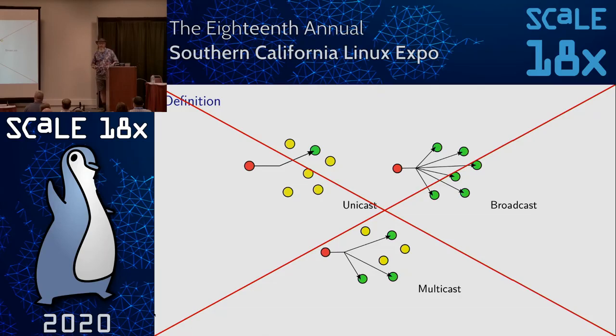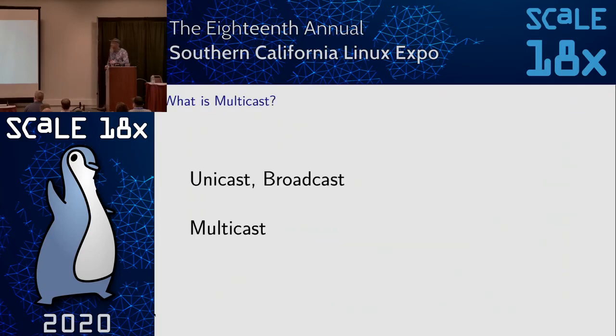It's pub-sub. If you take anything away from this talk today, remember that multicast is pub-sub networking. It has nothing at all to do with broadcast. There's a fundamental difference between unicast and broadcast on one hand and multicast on the other, and it's this: unicast and broadcast are push, and multicast is pull.